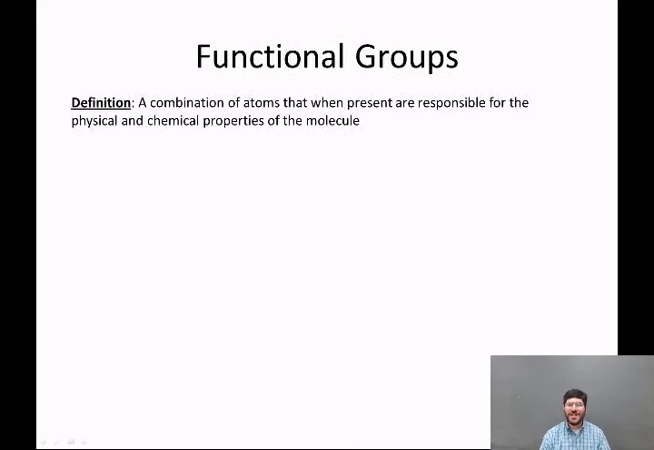So let's start with the definition of a functional group. A functional group is a combination of atoms that, when present, are responsible for the physical and chemical properties of a molecule. So if we want to know how a molecule is going to react, it's very important for us to know what functional groups are present in it.